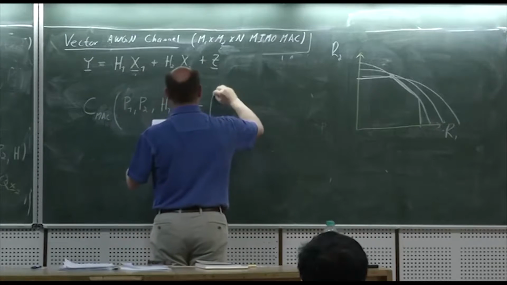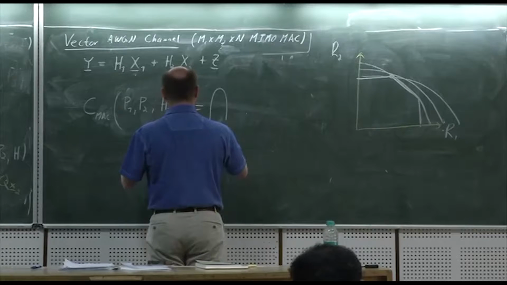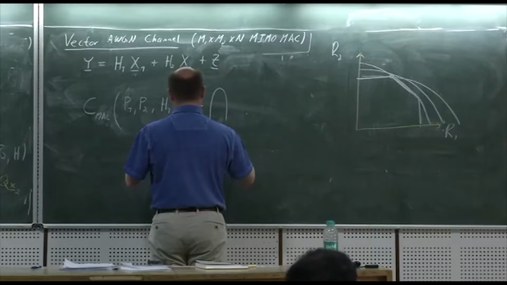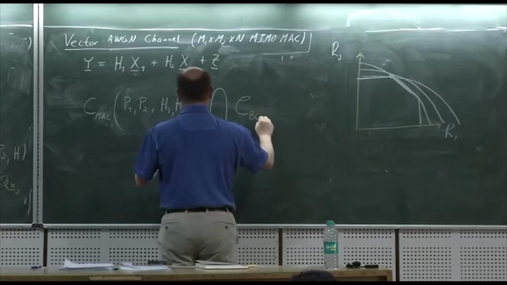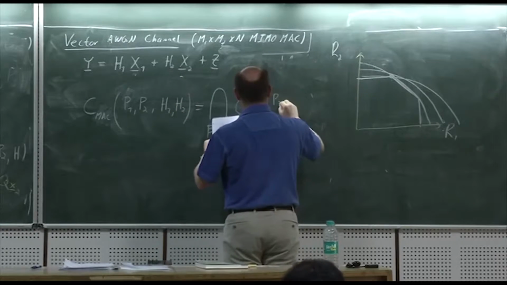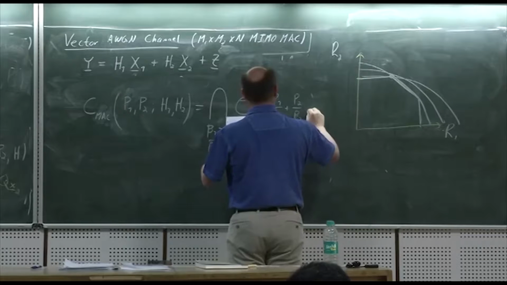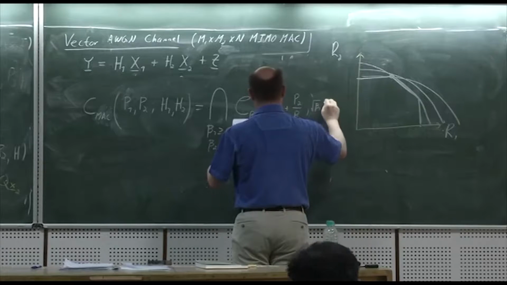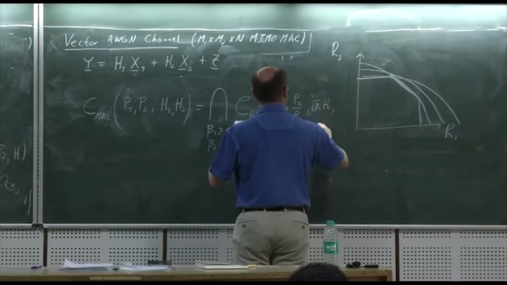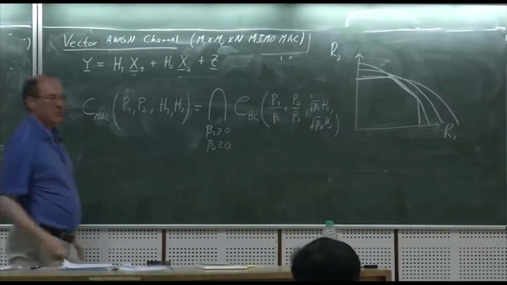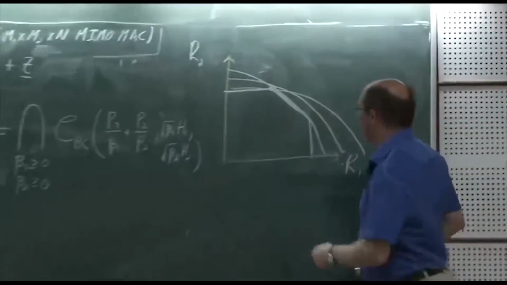equal to the intersection over all parameters beta 1 greater than 0 and beta 2 greater than 0 of the capacity regions of a broadcast channel with powers P1 by beta 1 plus P2 by beta 2, root of beta 1 H1, root of beta 2 H2. Okay, so it's a strange kind of duality, but still, it turns out to be valid.